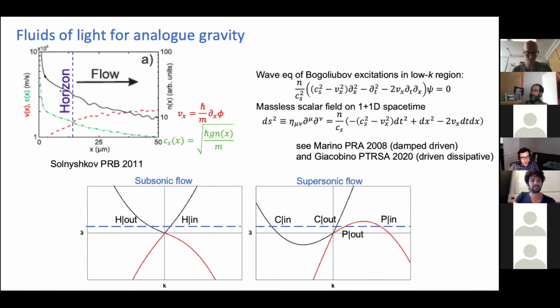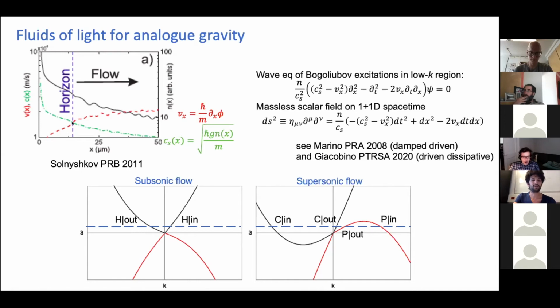So we have the density of polaritons that decreases as we go away from the center of the pump. We pump with a Gaussian beam, for example, and as we go away from the center of the pump, the polariton density decreases. And the speed of sound is proportional to the polariton density, so it decreases with the polariton density. On the other hand, the flow velocity of the polaritons, which is shown in red dashed here, is proportional to the phase gradient of the polaritons.